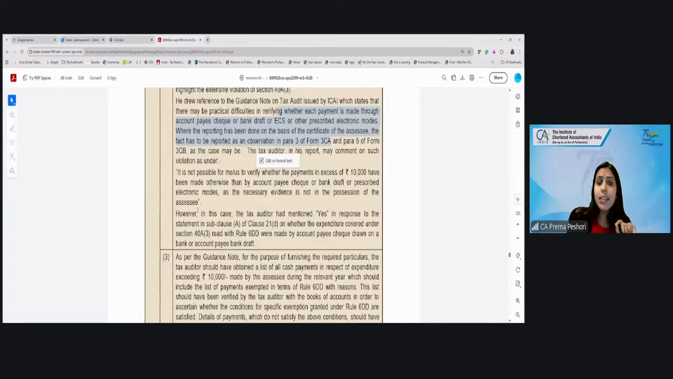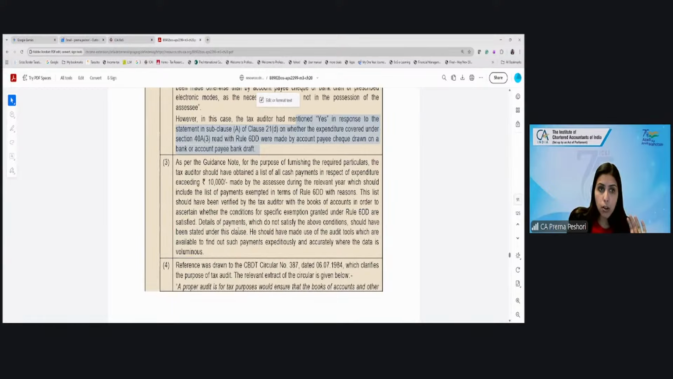However, in this case, the tax auditor has mentioned yes in response to the statement under clause 21D on whether the expenditure covered under 40A(3) were made by only account payee cheque or bank draft. And as per the guidance note, for the purpose of furnishing the required particulars, the tax auditor should have obtained the list of all cash payments in respect of expenditure more than 10,000 made by the assessee, which should include the list of payments exempted in Rule 6DD along with the reasons.